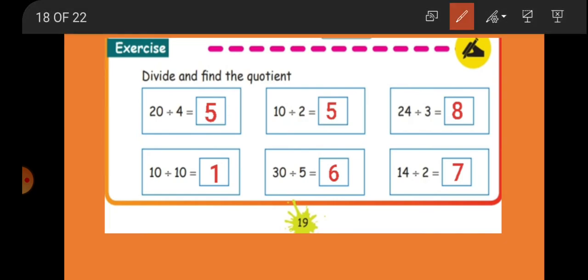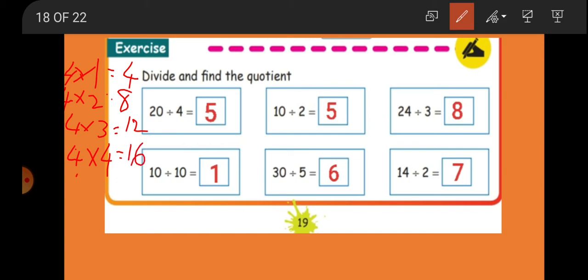20 divided by 4. So 4 into 1. 4 1s are 4, 4 2s are 8, 4 3s are 12, 4 4s are 16, 4 5s are 20. So 5 times 4 is 20. So, 5. Okay.